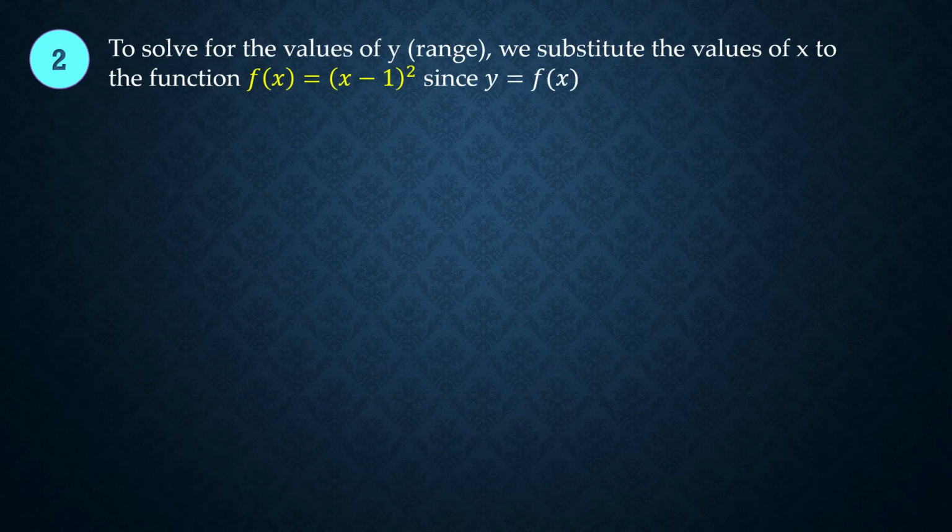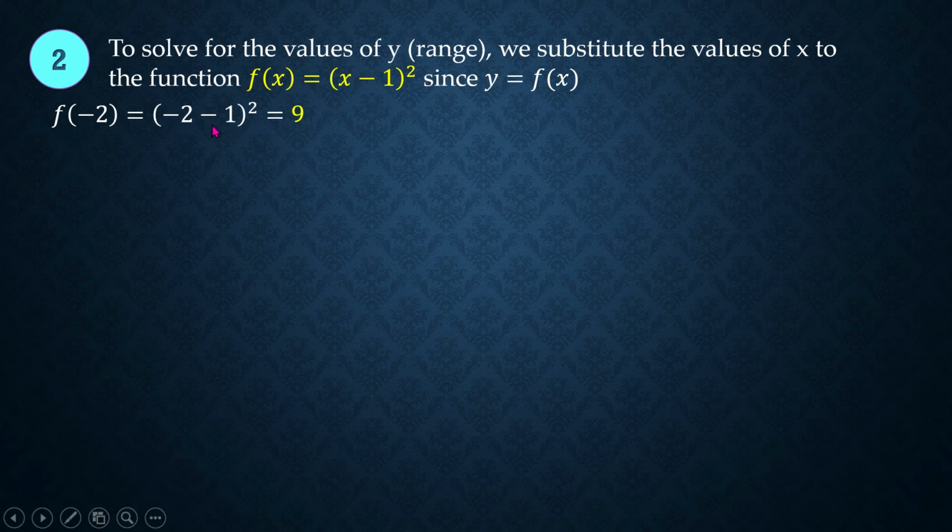Next, to solve for the values of y, we will substitute the values of x into the function f of x is equal to the square of x minus 1, since y is equal to f of x. We can skip writing the 1, since it is understood and does not change the solution. So we start with the first value of x, negative 2. That is negative 2 minus 1, squared.